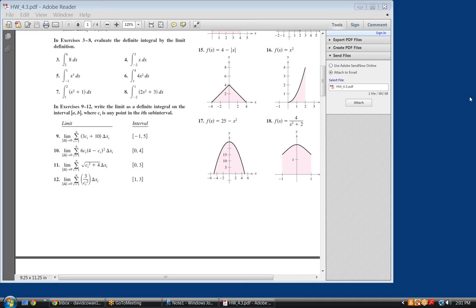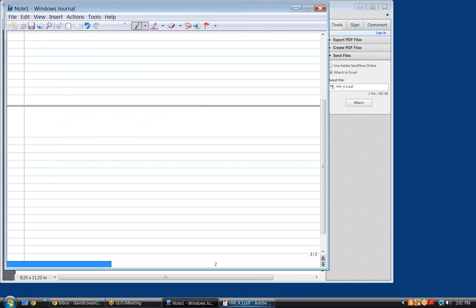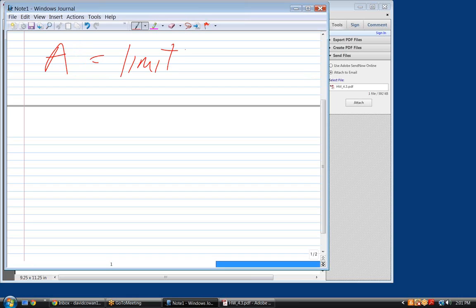Well, the difficult part of this chapter, and in fact one of the most difficult parts of integral calculus, is the limit definition of the area under the curve, which is equal to the limit as n goes to infinity of sigma i going from 1 to n of f of c sub i delta x. Well, this thing's just about the most complicated thing in the world.